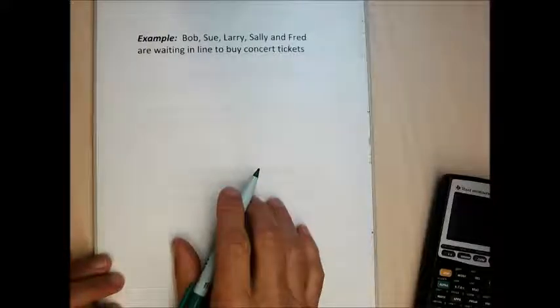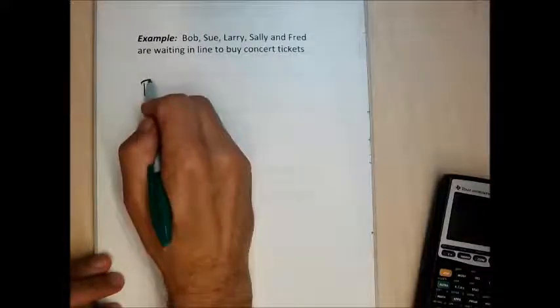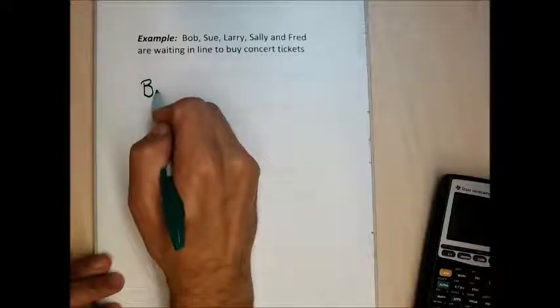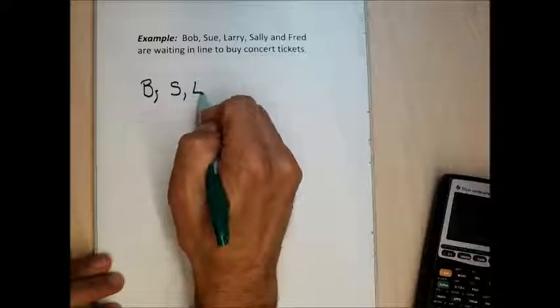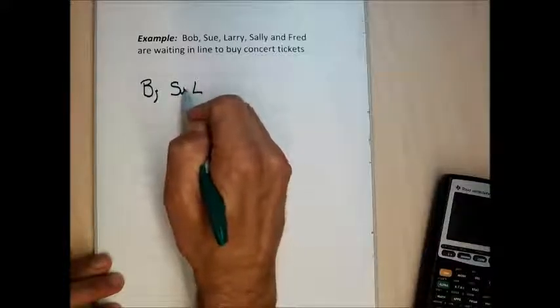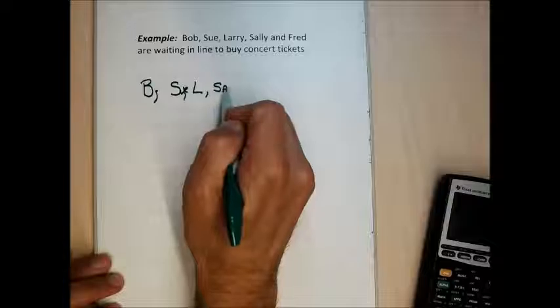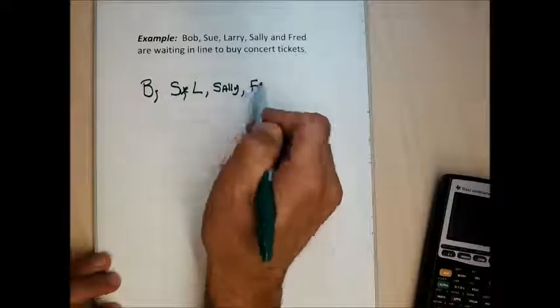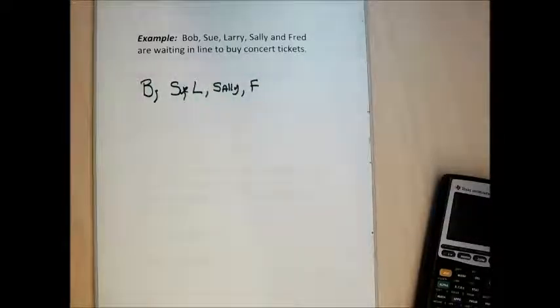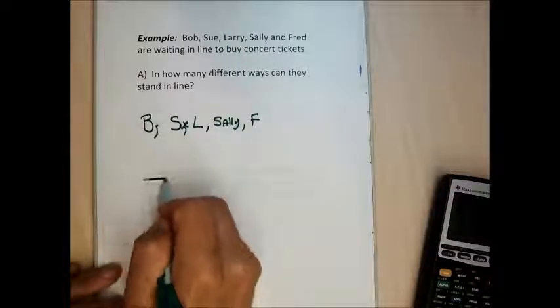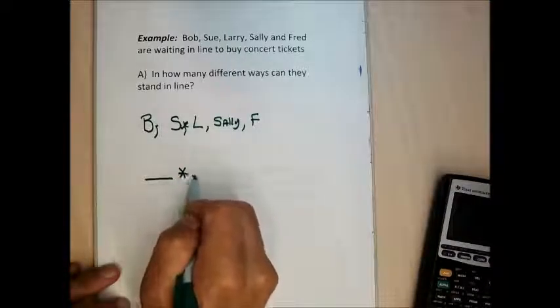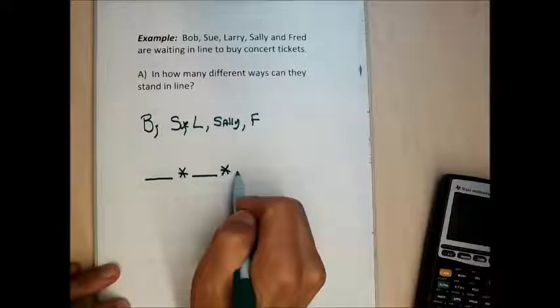So another example. Bob, I wish I didn't have 2 people with the same letter. Bob, Sue, Larry, Sally, and Fred are waiting in line to buy concert tickets. So there's 5 people waiting in line to buy concert tickets. And this says, in how many different ways can they stand in line? Well, my experiment is lining these people up. And there's 5 experiments that I'm doing here.